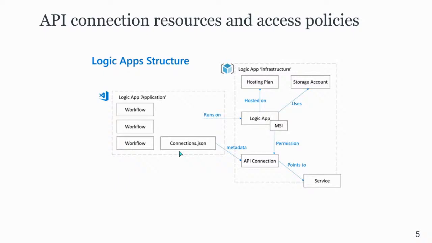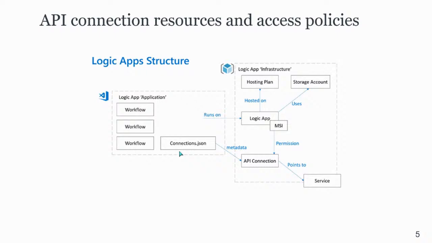So it's very similar. What the Logic App team at Microsoft did is they've taken it out of the workflow and put it in one common file. So instead of having it inside each workflow, in Logic App Standard it now lives in one connections.json file, and it's just metadata about all the API connections that we have.